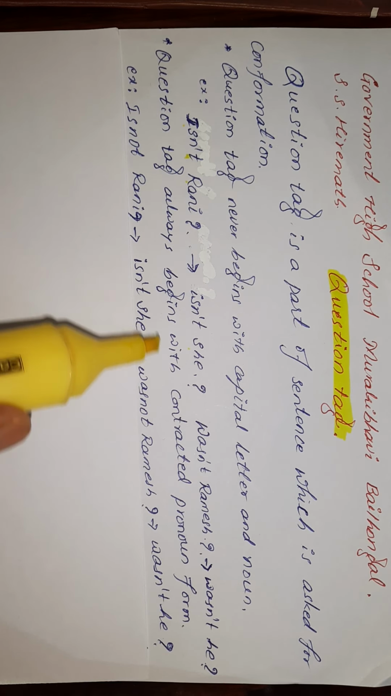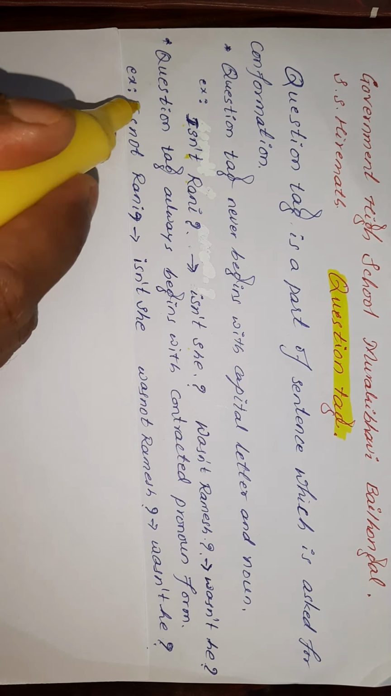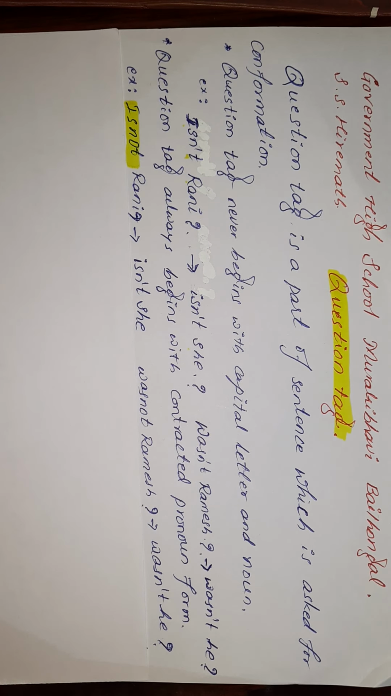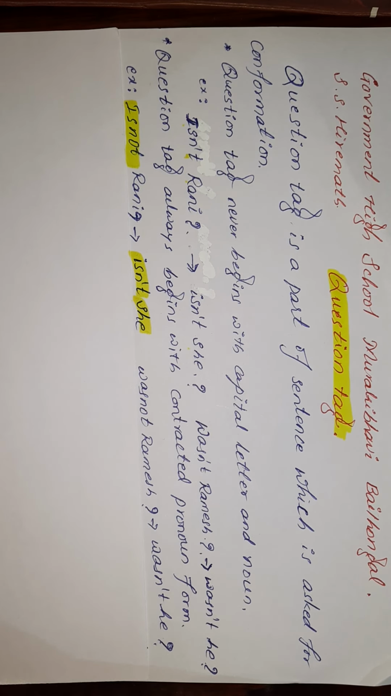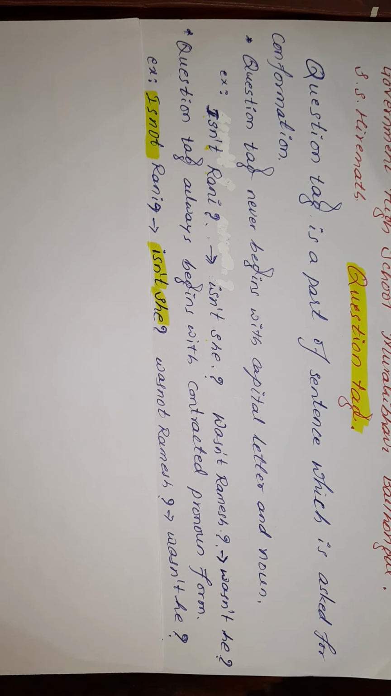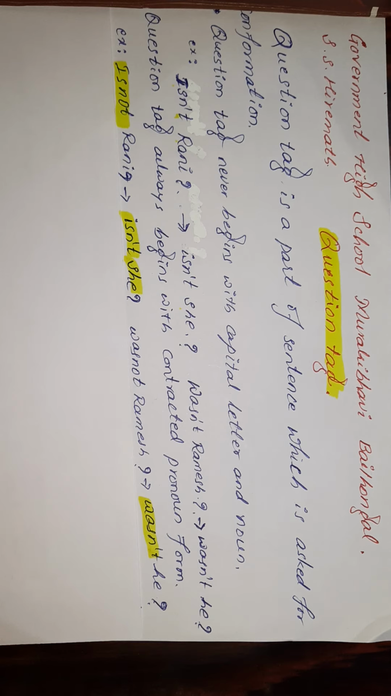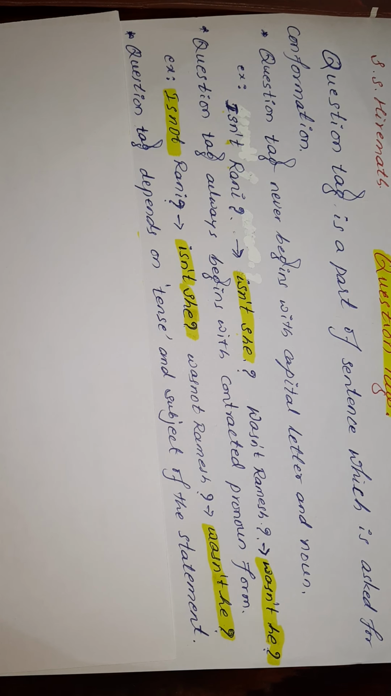Let's see one more general rule. A question tag always begins with the contracted form and a pronoun. Contracted means isn't, wasn't, aren't, haven't, hasn't. So here, is not running: is not means it is not in contracted form. It becomes isn't. And instead of Rani, we have to use she, and then use a question mark. Let's see: Wasn't Ramesh. Was not Ramesh. It becomes wasn't he.